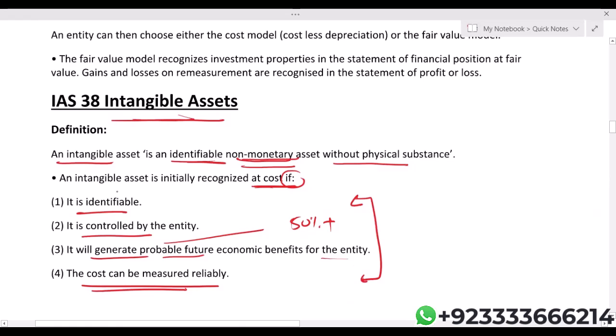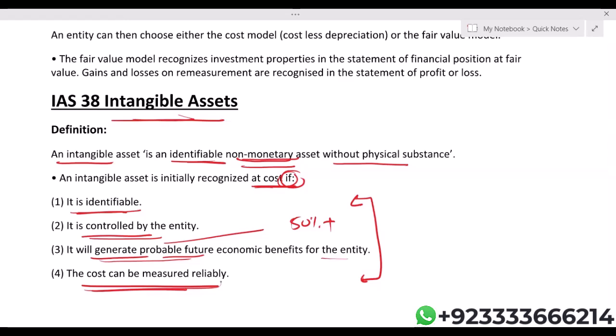Recognition criteria. An asset is initially recognized at cost if that intangible asset is identifiable, controlled by the entity, and will generate future economic benefits for the entity. Cost can be measured reliably. Another thing is that, obviously, initially we need to keep the intangible asset at cost. Subsequently, there are 2 models. One is the cost model, another is the revaluation model.